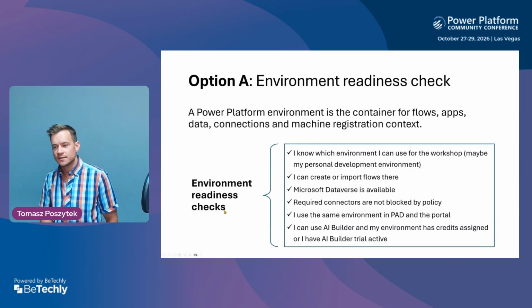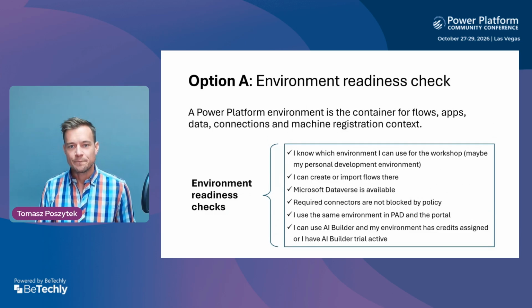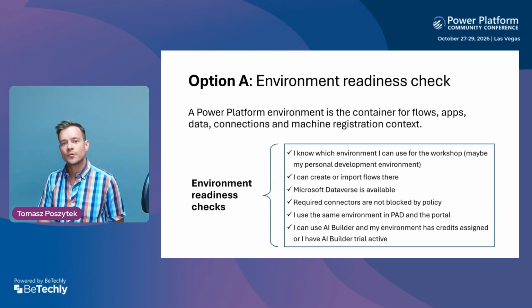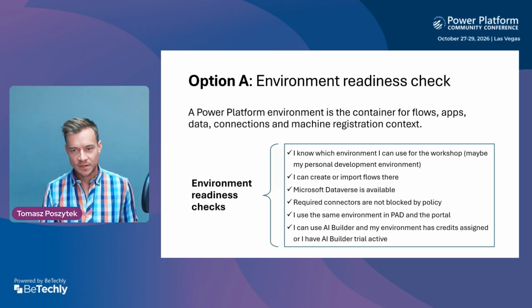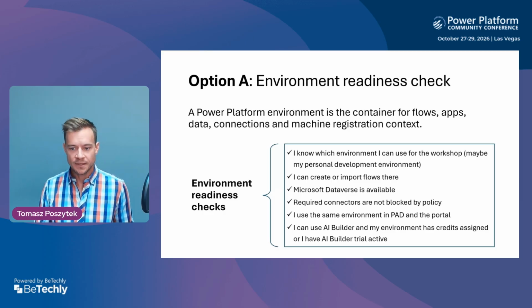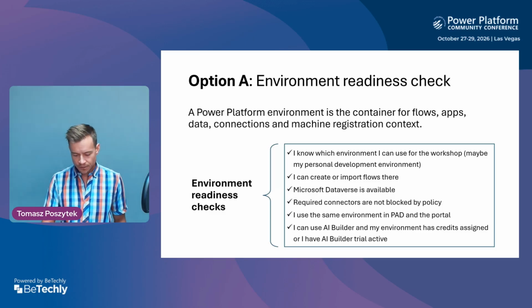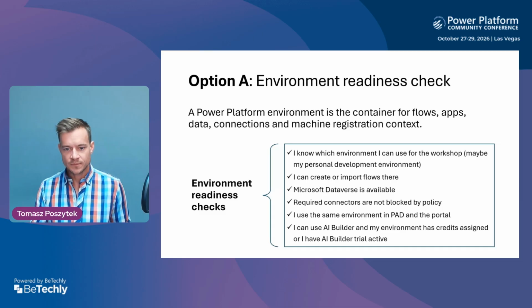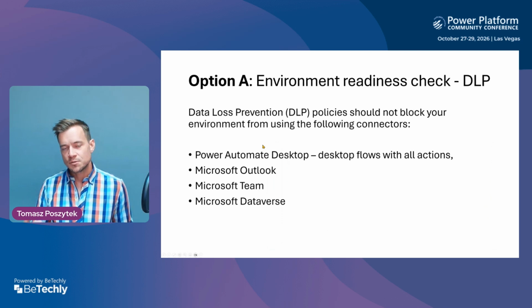Also, speaking about the environment, you have to be aware which environment you're going to use, obviously. That you have, as mentioned, this environment maker role, and you're able to create flows, that there is Dataverse available in that environment, that the required connectors are not blocked by any DLP policies, that you can use the same environment for Power Automate Desktop on the machine where you'll be building RPAs, and that you have either builder tokens assigned to this environment, or that you can request a builder trial quota, so that there are some tokens left for your testing. So the safest will be simply to use a developer environment.